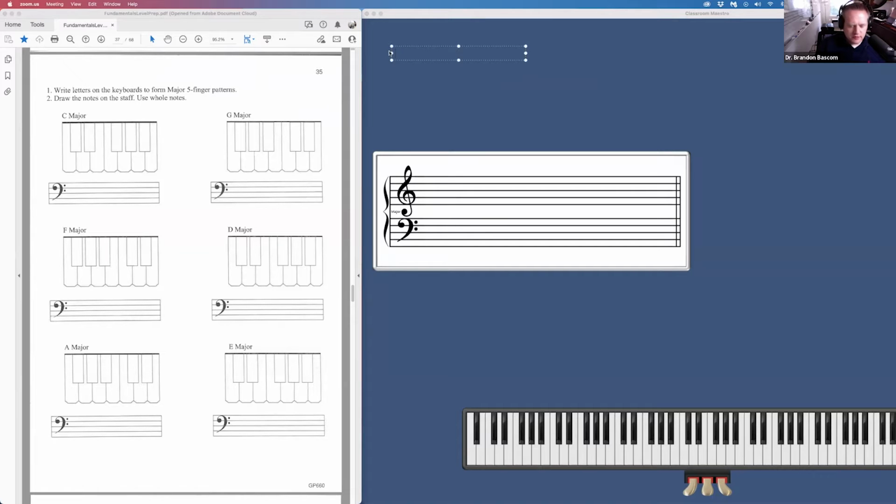Now I have 3 rules for writing five-finger patterns. If you follow my 3 rules, you will be just fine. If you don't, you might have problems. Rule number 1, don't skip a letter. Rule number 2, don't repeat a letter. And number 3, don't mix drugs and alcohol. I mean, don't mix sharps and flats. Okay, if you follow those rules, you will get the right answer.